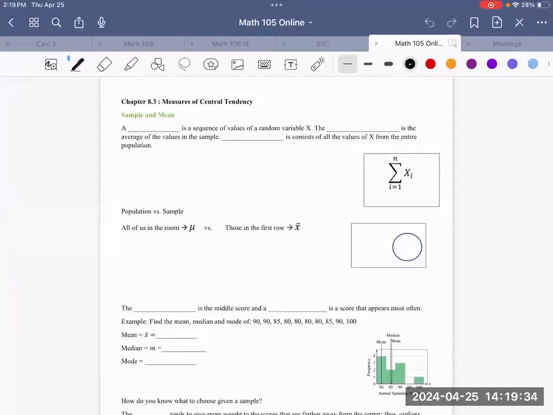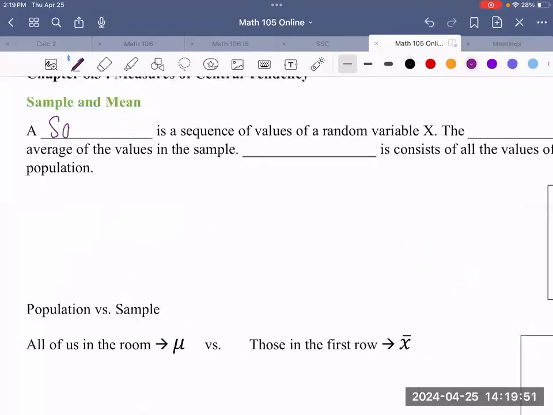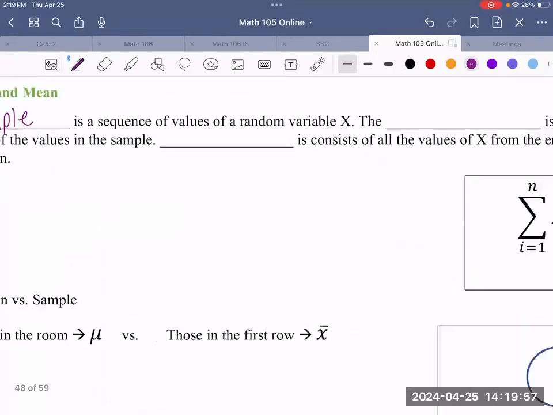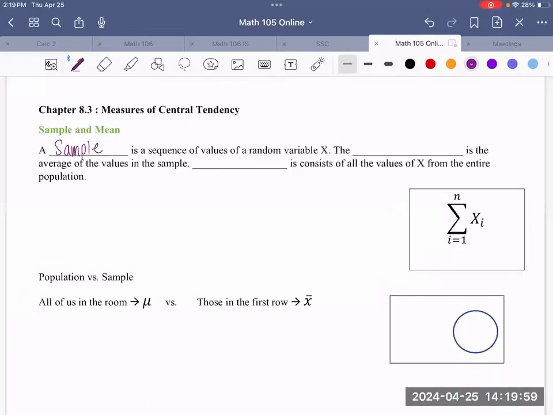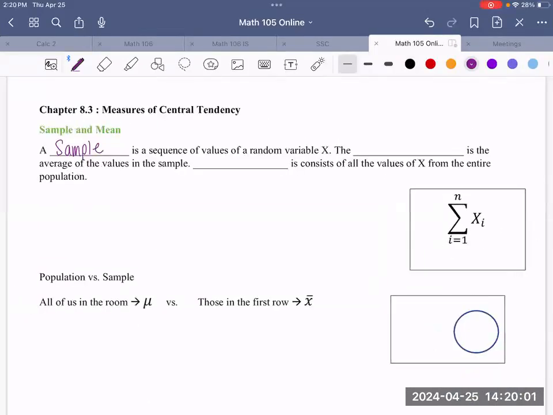Welcome to Math 105, Chapter 8.3, Measures of Central Tendency. So things like mean, median, and mode. In our case, we're going to talk about a sample and its mean. A sample is a sequence of values of a random variable x. Now, we learned all about random variables x in our previous two sections.